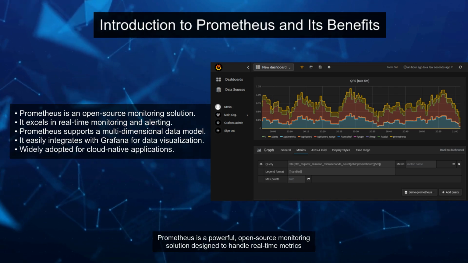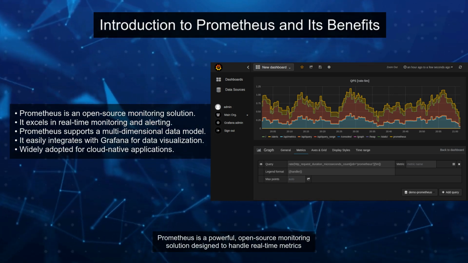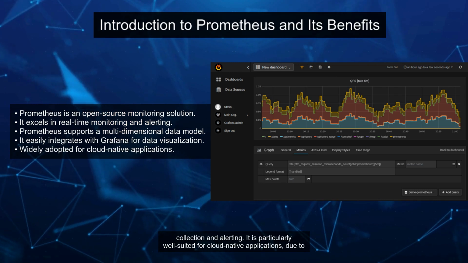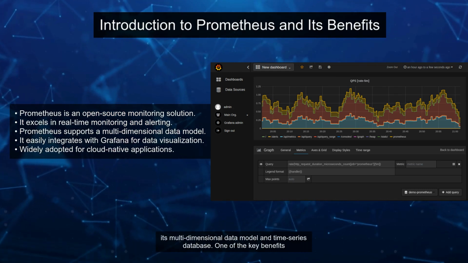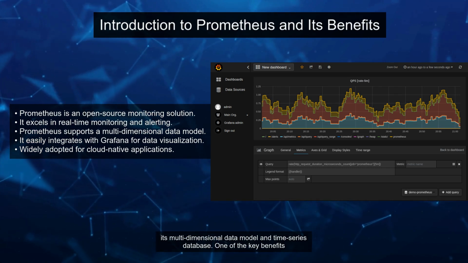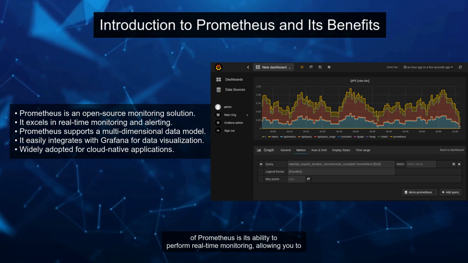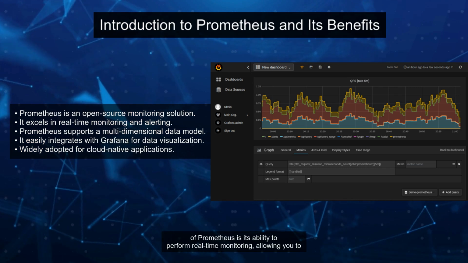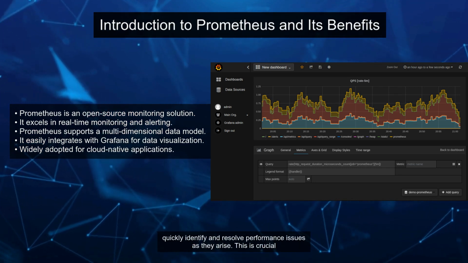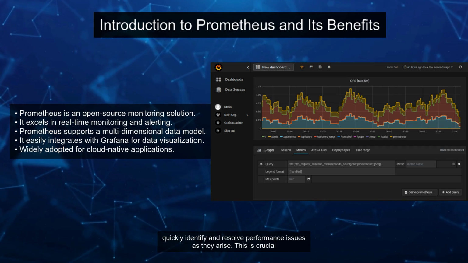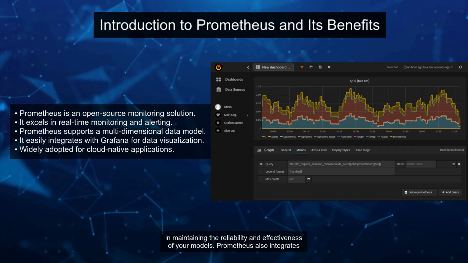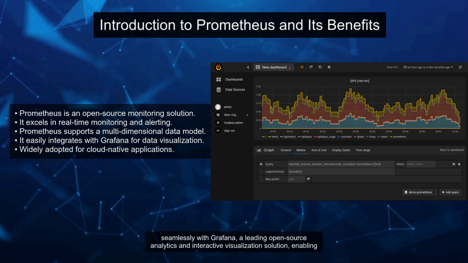Prometheus is a powerful, open-source monitoring solution designed to handle real-time metrics collection and alerting. It is particularly well suited for cloud-native applications, due to its multidimensional data model and time series database. One of the key benefits of Prometheus is its ability to perform real-time monitoring, allowing you to quickly identify and resolve performance issues as they arise. This is crucial in maintaining the reliability and effectiveness of your models.